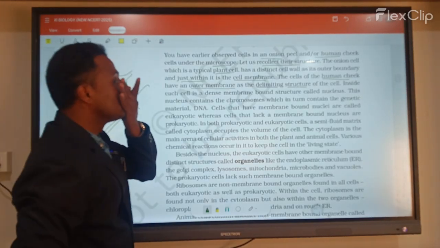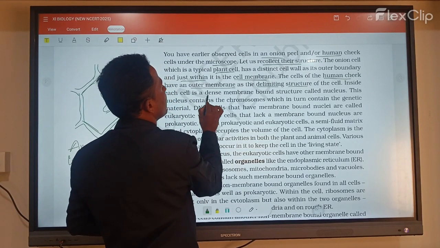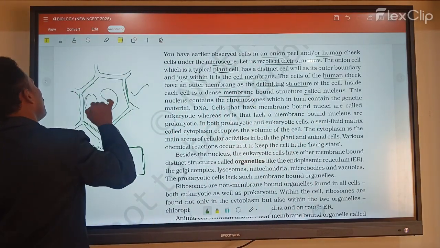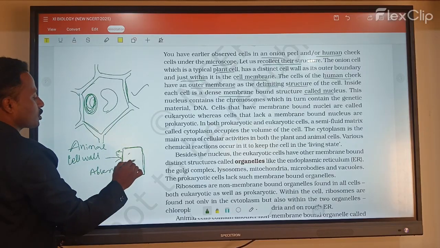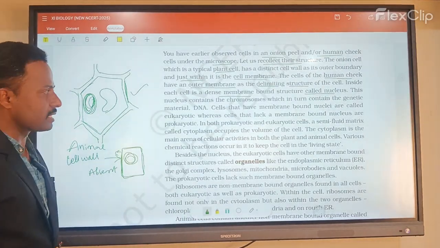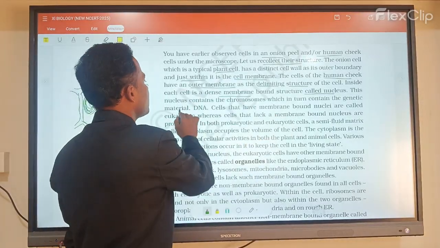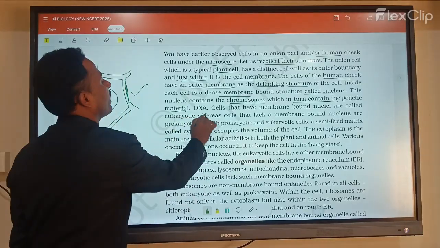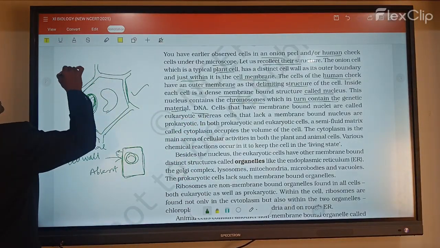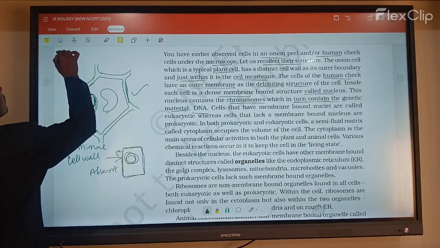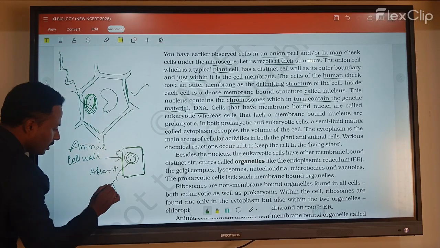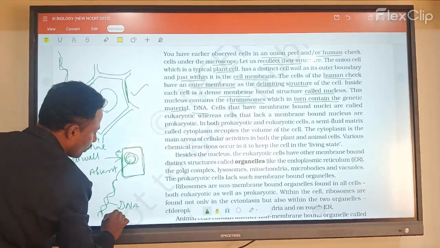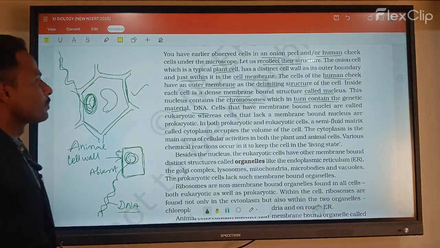Now, inside each cell, the dense membrane-bound structure is called the nucleus. Inside there is a membrane-bound structure present. What is that structure called? The nucleus. This nucleus consists of chromosomes, which in turn contain the genetic material, a part of the DNA. It is a helical structure. The nucleus contains the genetic material, that is, DNA.